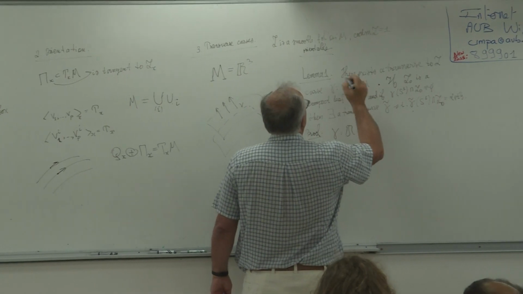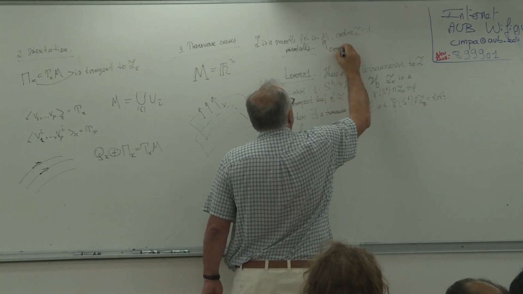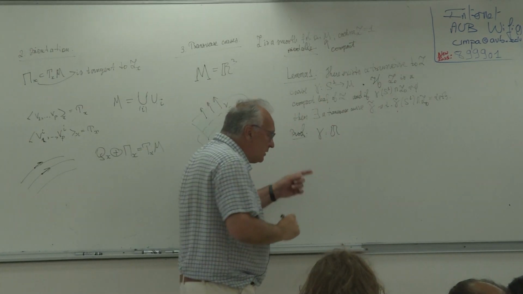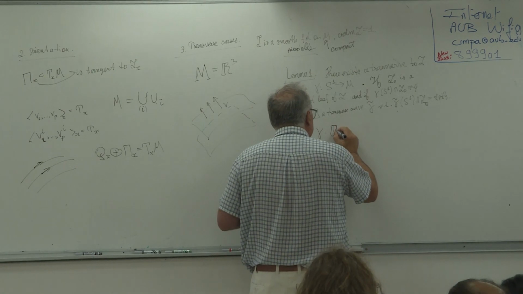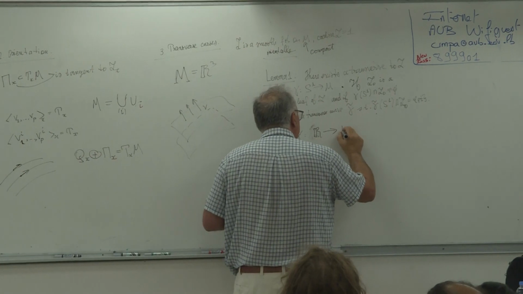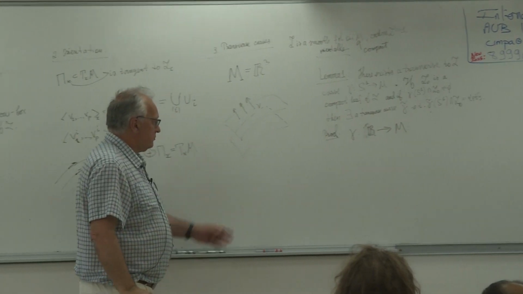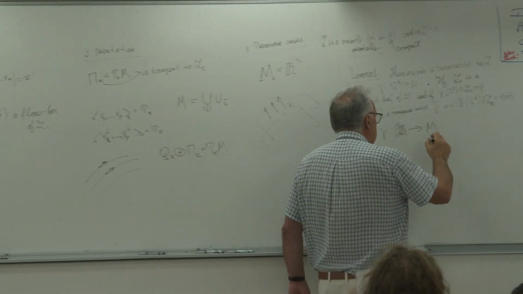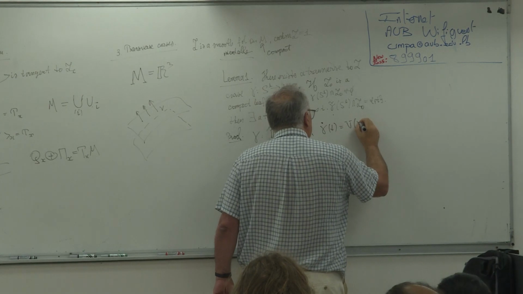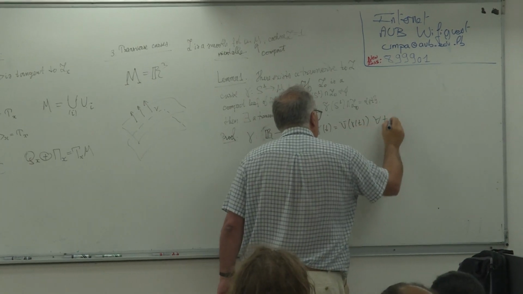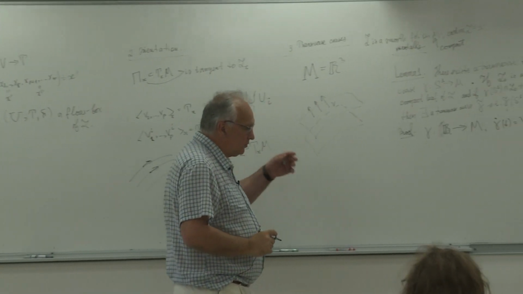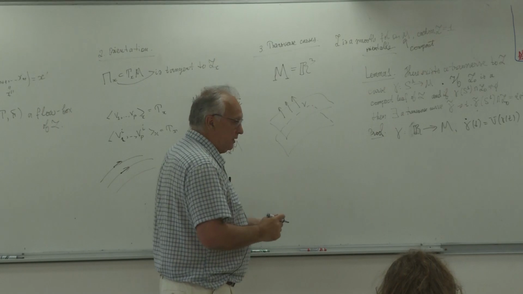The manifold is compact. And we can find a trajectory, gamma from R to our manifold, such that gamma dot is V of gamma of t for all t. So we can find a trajectory, meaning a curve which is tangent to this vector field at every point.